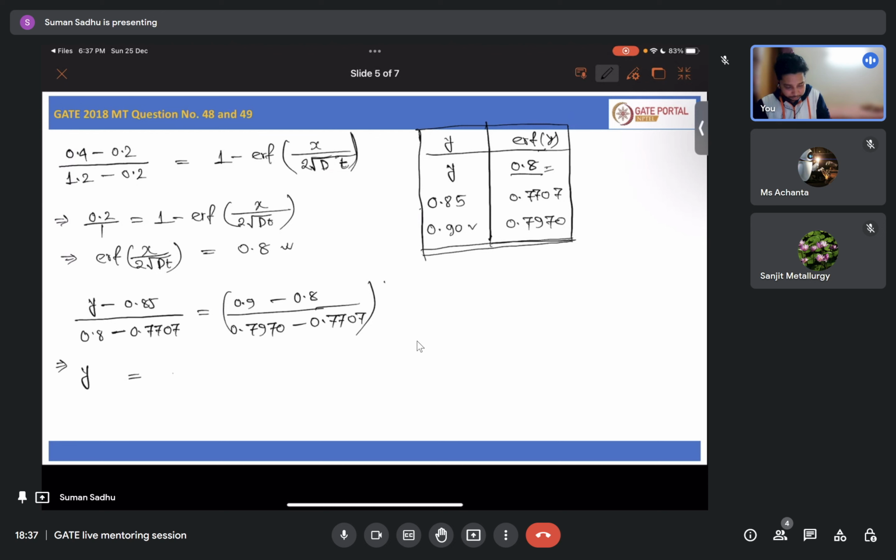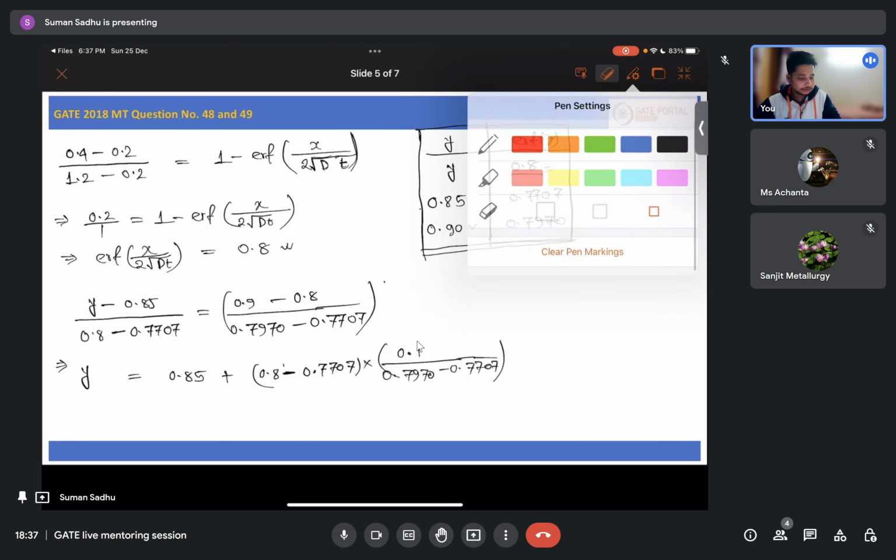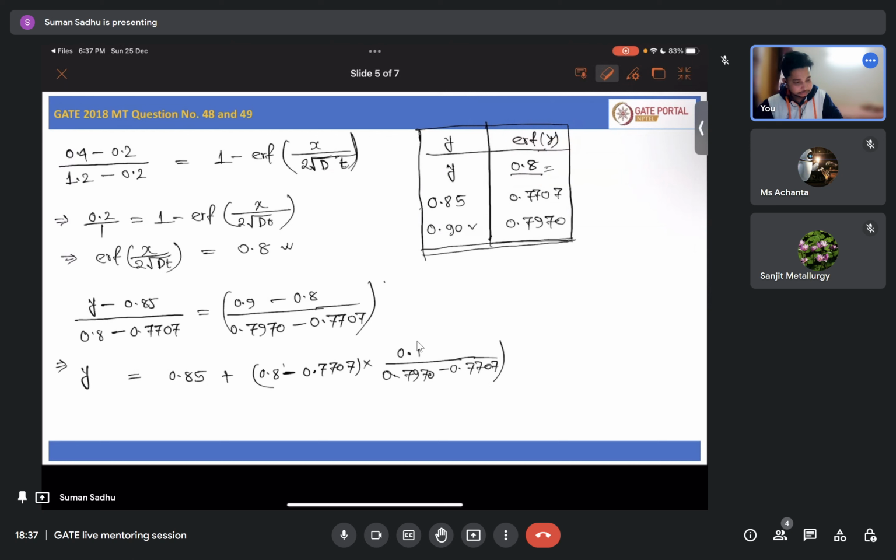The y value will be 0.85 plus 0.8 minus 0.7707, into this 0.05 by 0.7970 minus 0.7707. Can anyone calculate it and let me know how much you are getting?